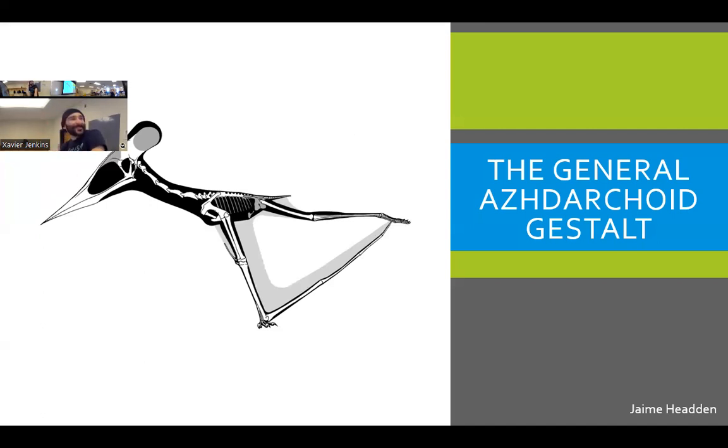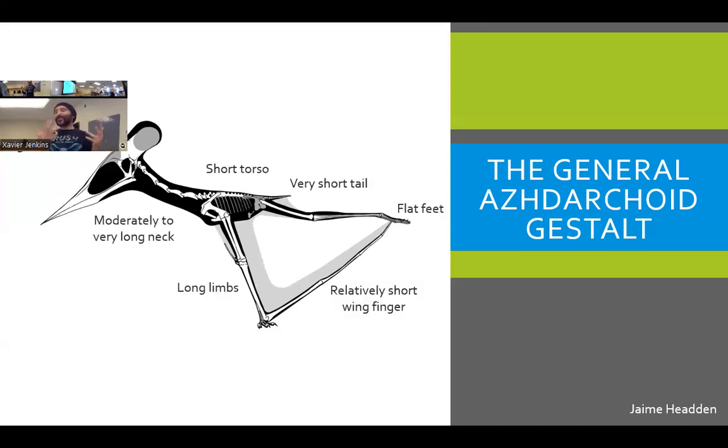Very good, very good. So, the general Azhdarchoid gestalt had a large toothless skull, long necks, short torsos, a very short tail, which might not have even been visible in life with all the meat on the leg muscles. The limbs were long, but the wing finger was relatively short, and the feet were flat. And so we're going to focus on these 4 in particular right now.